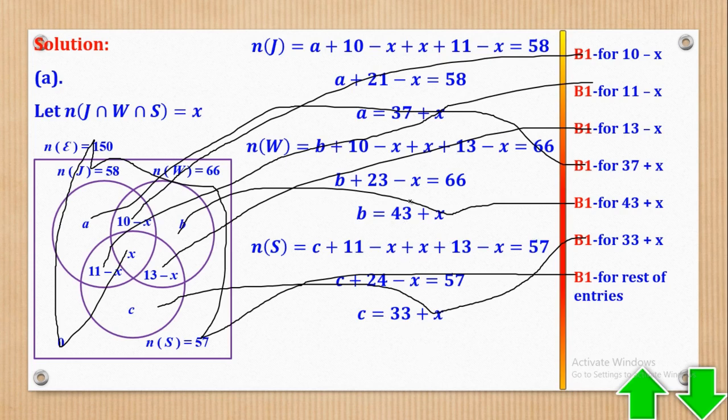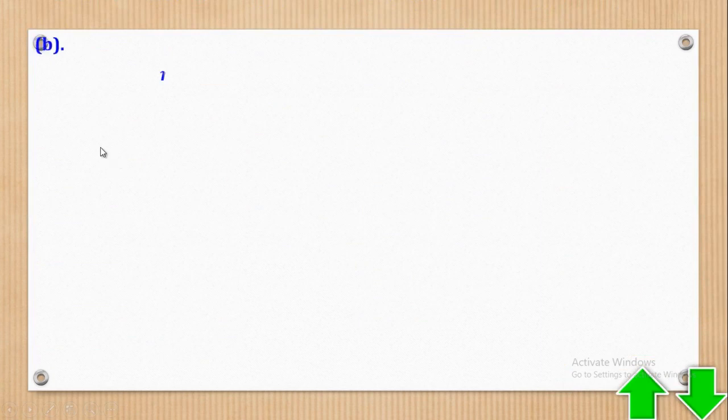So now that I've got that, the next is to go to part B, where they want the number of teachers who drink all the three types of drinks. We shall know that the total universal set will be equal to 150. So we shall add all those ones.